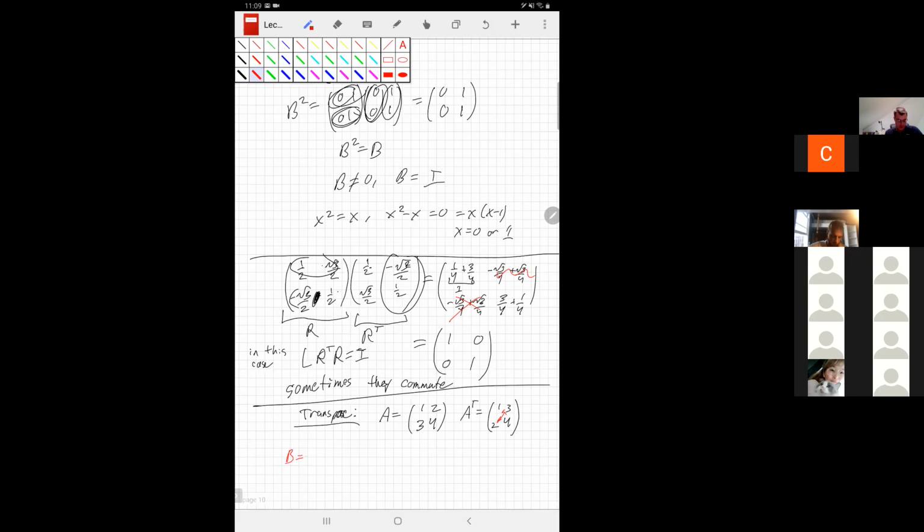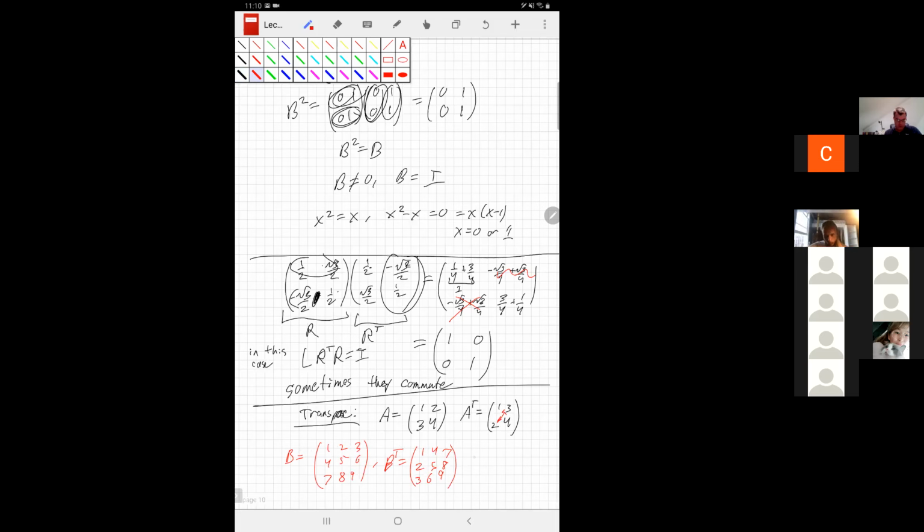And if B was 1, 2, 3, 4, 5, 6, 7, 8, 9, then B transpose would be, well, the diagonals don't change, 1, 5, 9. The off diagonals get switched, 2 and 4, 3 and 7, 8 and 6. Right? That's a transpose.